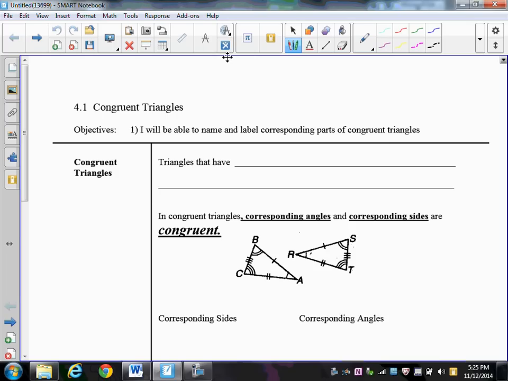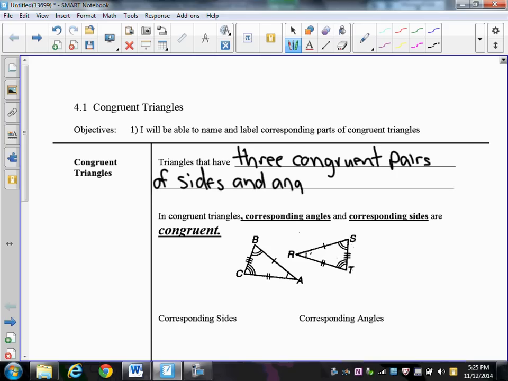Congruent triangles are triangles that have 3 congruent pairs of sides and angles. So in congruent triangles, corresponding angles and corresponding sides are congruent. So that's pretty much the definition of congruent triangles.